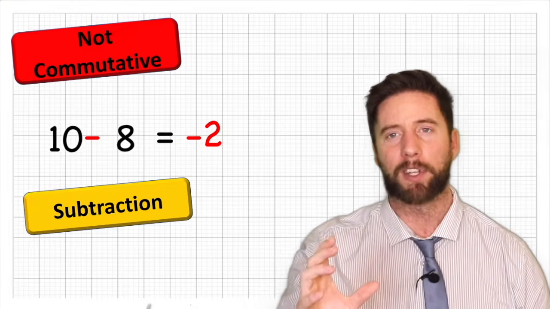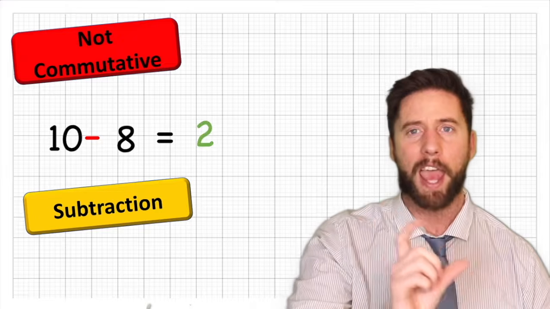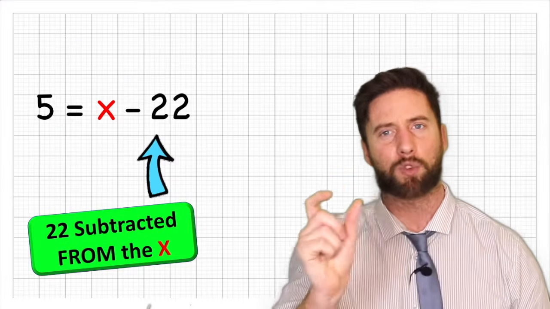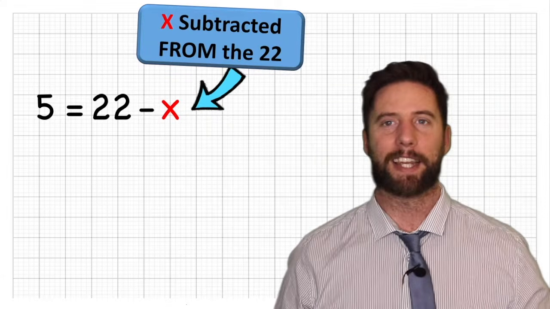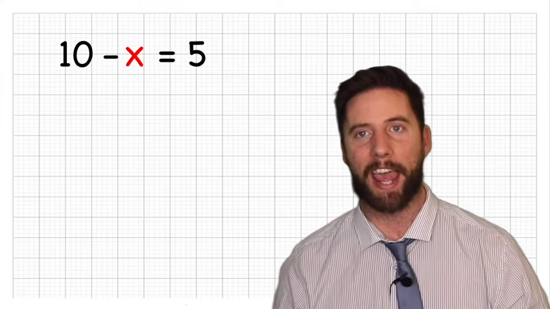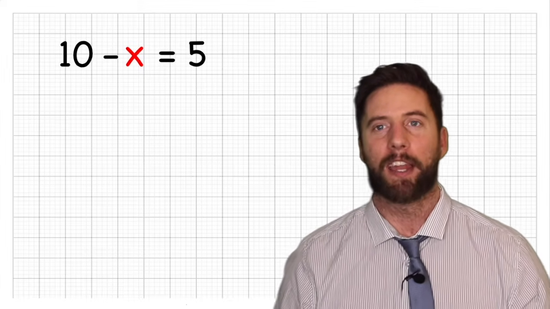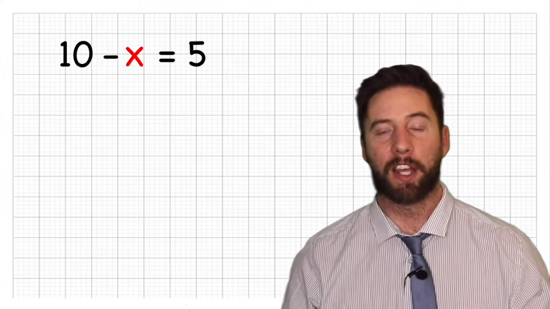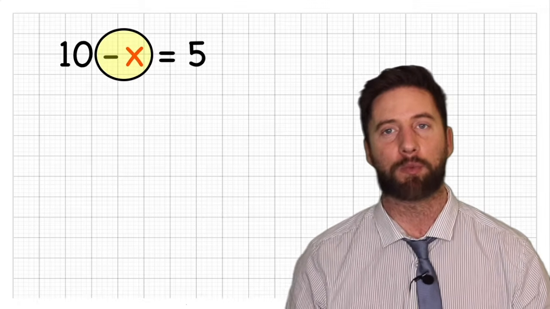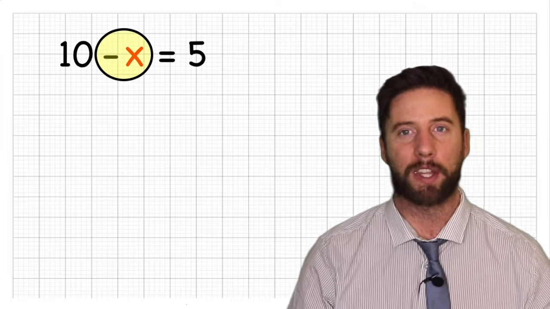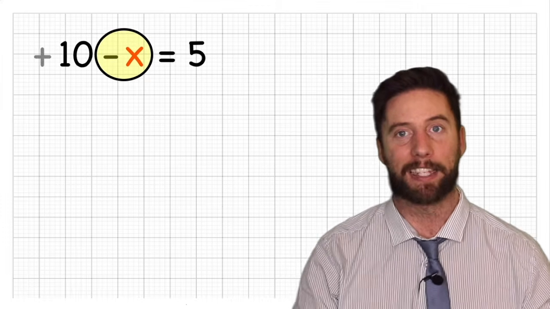So what happens, instead of something being subtracted from the x, what happens if x is subtracted from a value? Now we've got a little complication. Okay, so let's have a look at an example. If we had 10 subtract x equals 5. Now, if we look at this carefully, the subtraction, the minus sign, is actually connected to the x because that's what's being taken away from the 10, which therefore means the 10 is a positive.